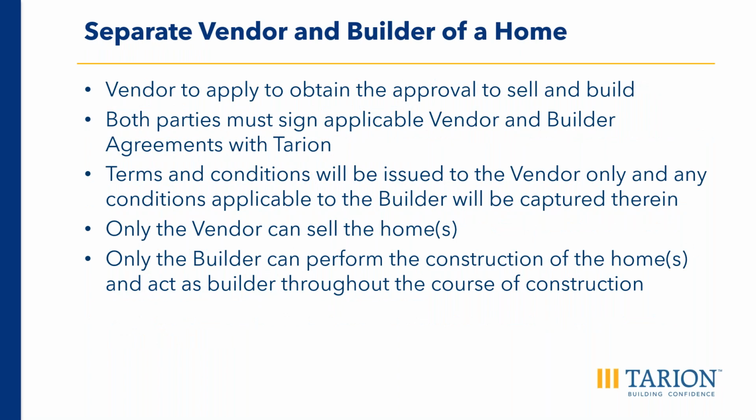Where the vendor and the builder are separate entities who plan to work together to sell and build a home, the vendor may apply the previous steps to obtain the approval to sell and build. If you are licensed only as a vendor, you will be asked to provide information about the builder who will be building the proposed homes. The builder in this case must also be licensed with the HCRA. Again, both parties must sign the applicable vendor and builder agreements with Tarion.